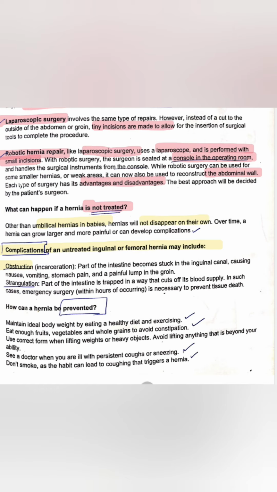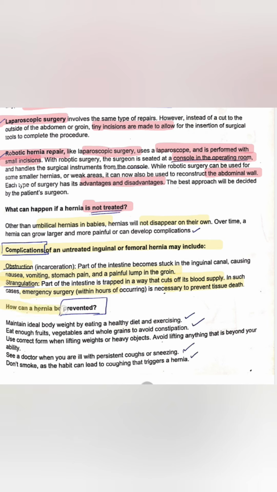Part of the intestine becomes stuck in the inguinal canal, causing nausea, vomiting, stomach pain, and a painful lump in the groin. In strangulation, part of the intestine is trapped in the wall in a way that cuts off the blood supply. In such cases, emergency surgery is necessary to prevent tissue death.